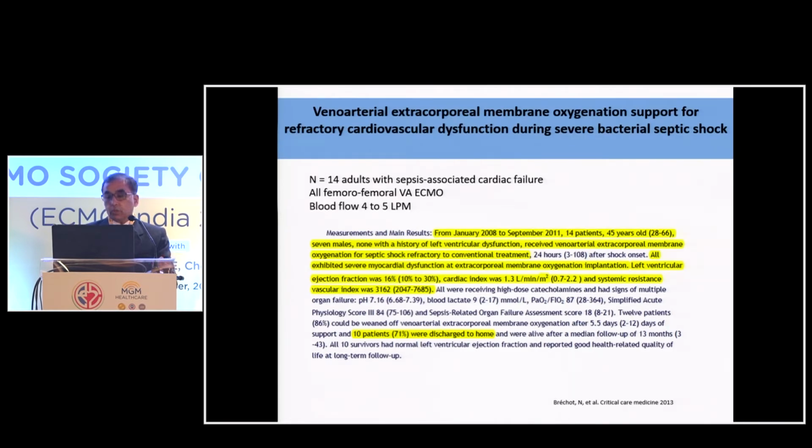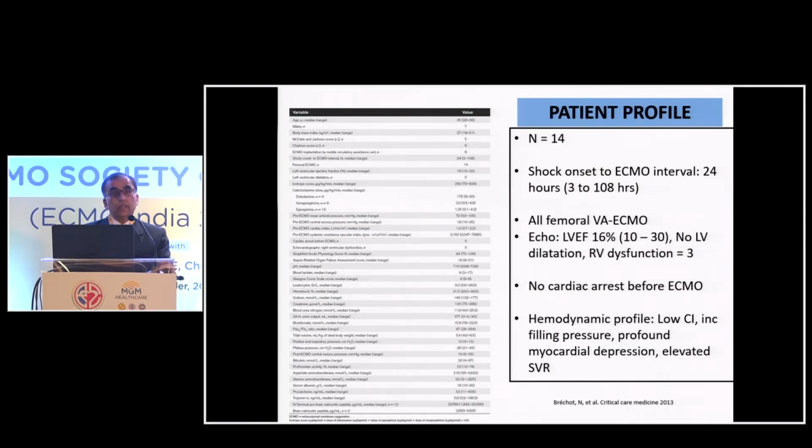One paper was published in 2013, where they had taken 14 cases where none of them had cardiac arrest, and they had an ejection fraction of nearly 16% with a low cardiac index and increasing filling pressure with myocardial depression.